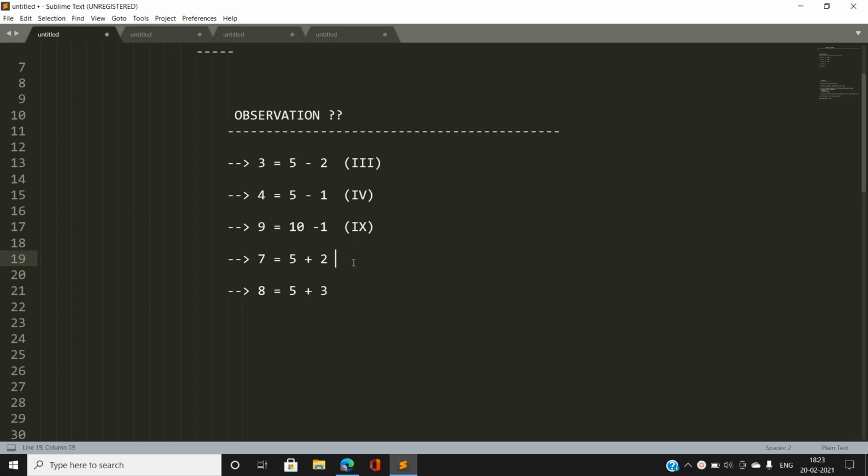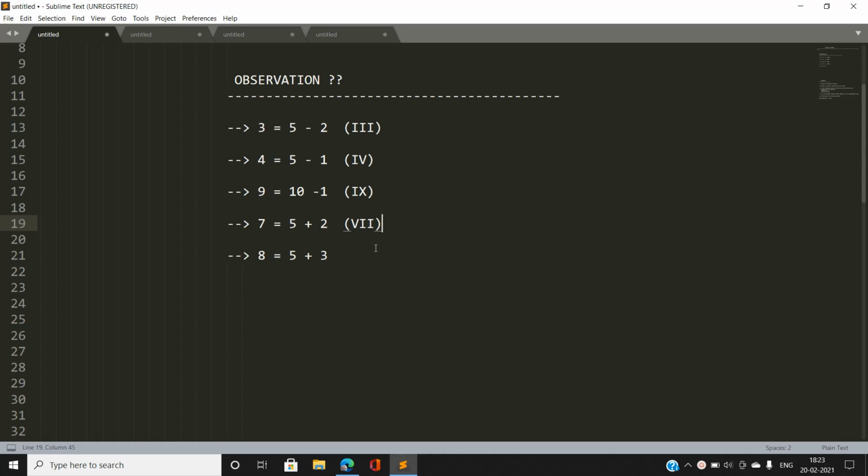And similarly, if we write 7 as VII, we all know that 7's Roman form is VII. Then you can notice that I am not writing here 10 minus 3, because if we write 10 minus 3, our representation would be like I and X, but this representation is wrong. So I'm not going to use this. I'm going to use this value, that is VII. And similarly, for 8 the representation we are using is VIII.